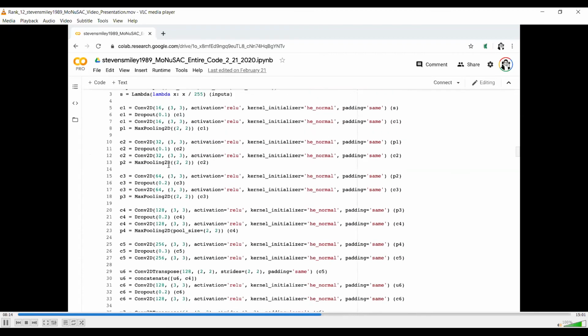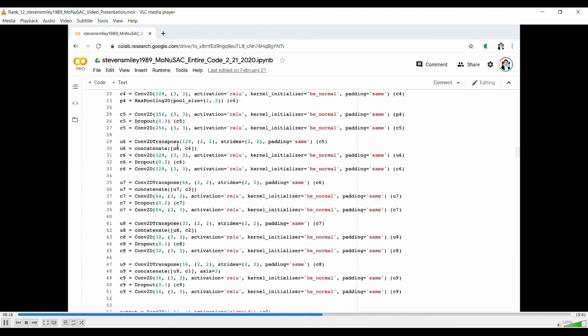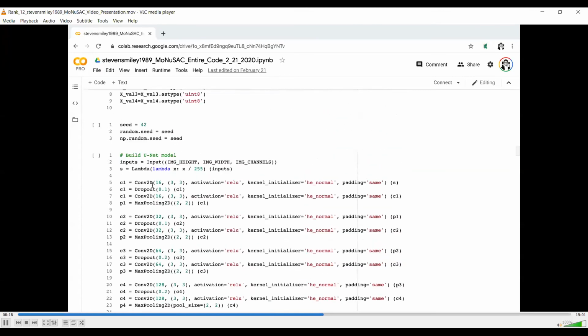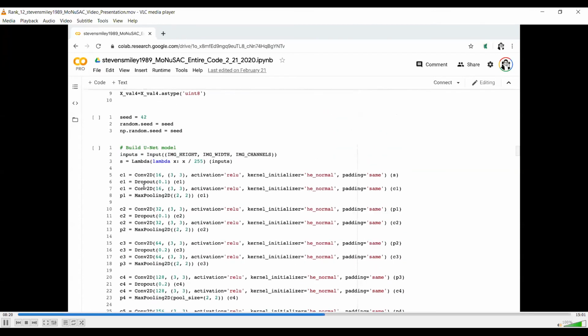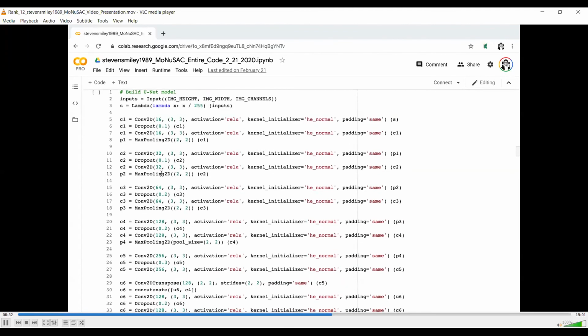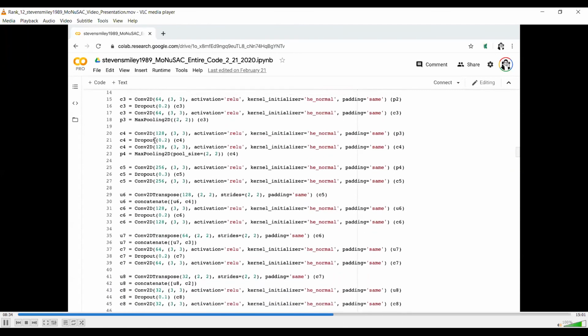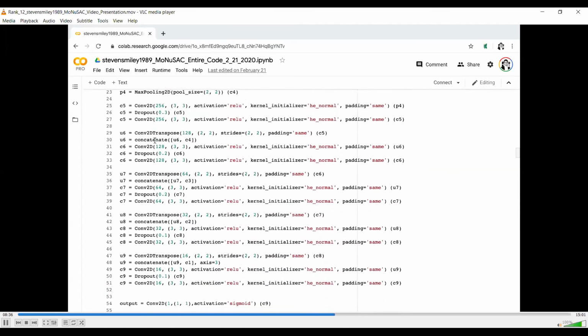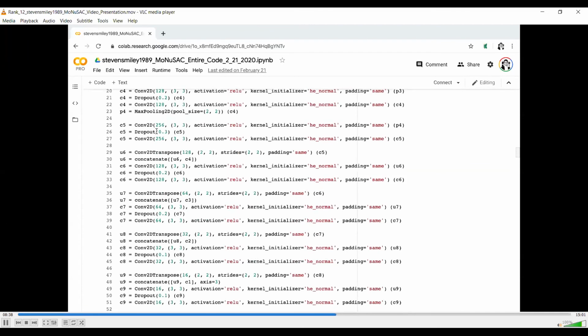Here is the U-Net model architecture. It has a 2D convolution, dropouts to prevent too much overfitting, and ReLU activation function. Max pooling, so it's picking the maximum value within that 2x2 filter. It's going through until it gets to the bottom here, and it comes back up with the transpose.